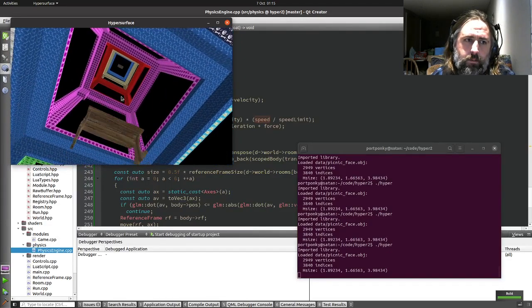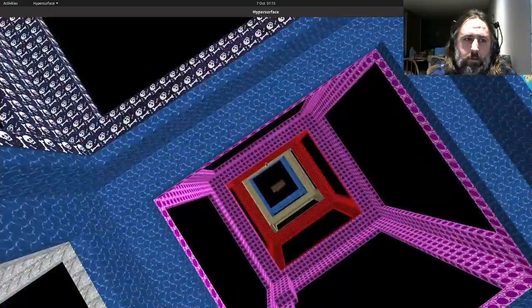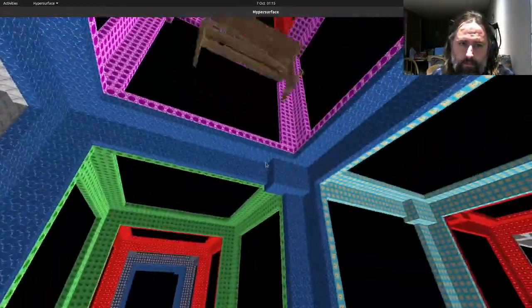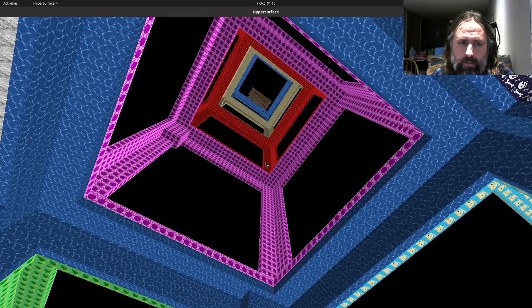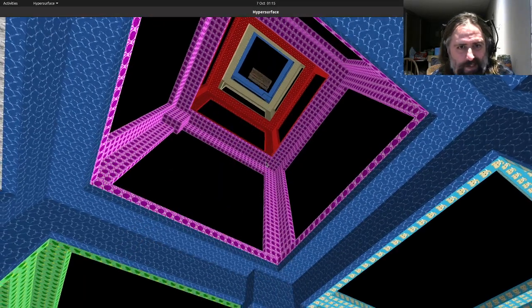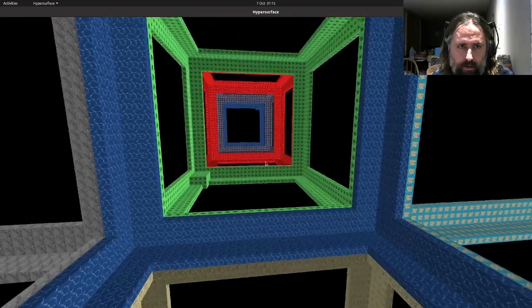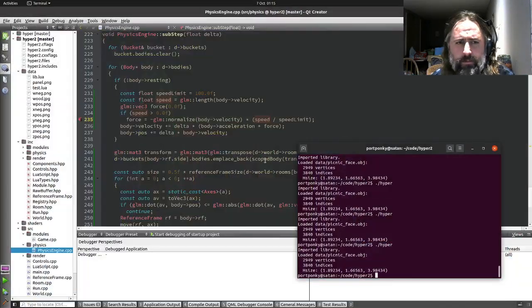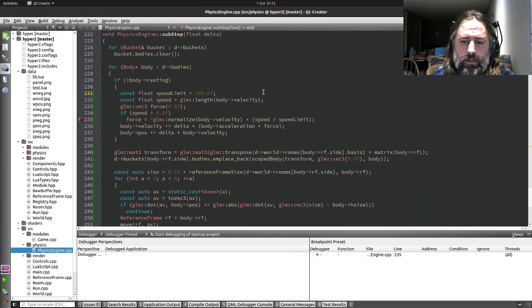Now it has a speed limit of 100. That might be still way too fast. I just picked 100. It's still pretty fast. I don't really like 100 as a speed limit. It's not very nice. Well, let's turn the speed limit down.